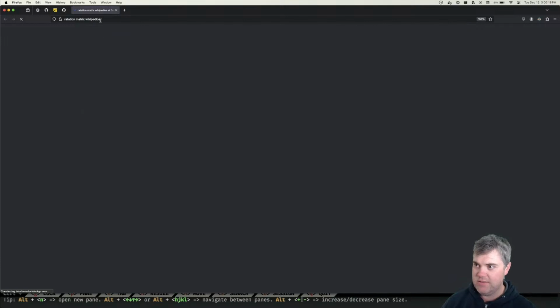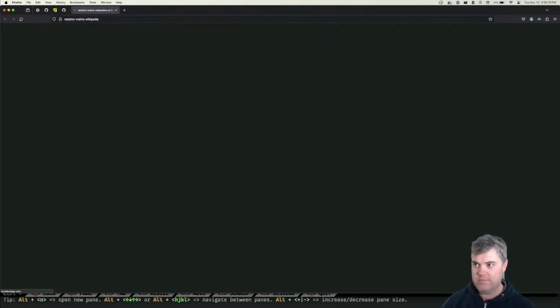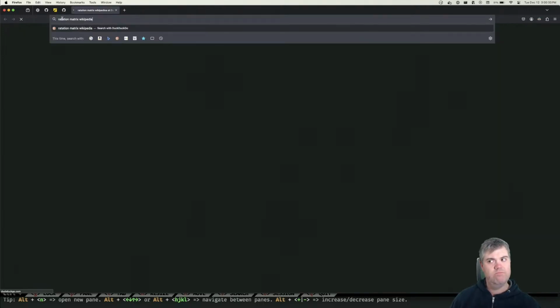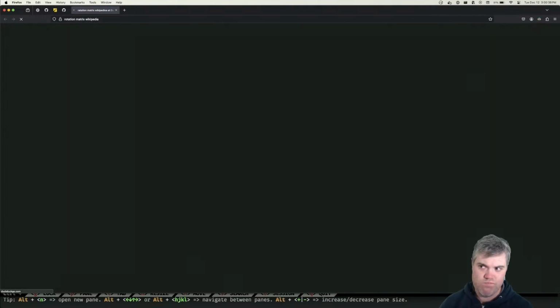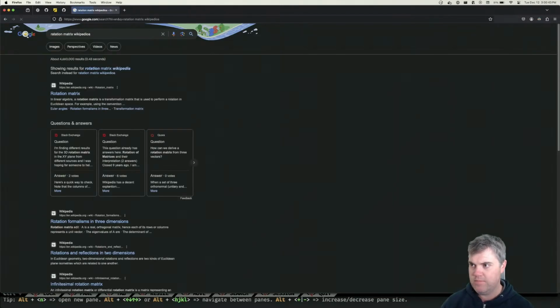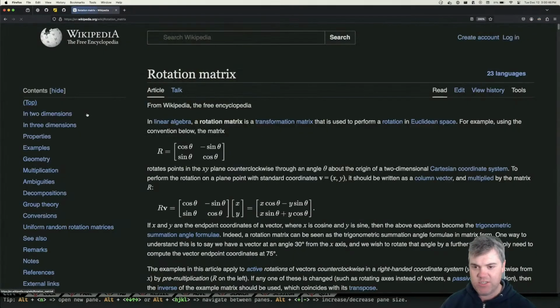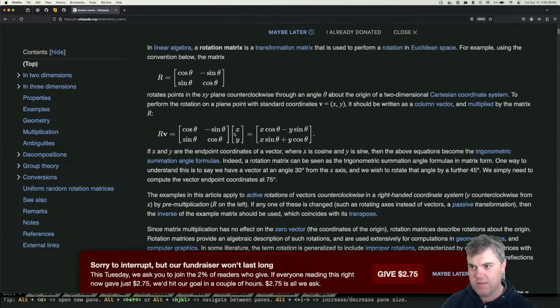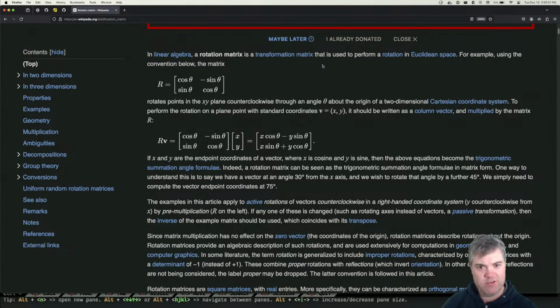Wikipedia. Come on, DuckDuckGo. Okay, rotation matrix. In linear algebra, a rotation matrix is a transformation matrix used to perform a rotation in Euclidean space.